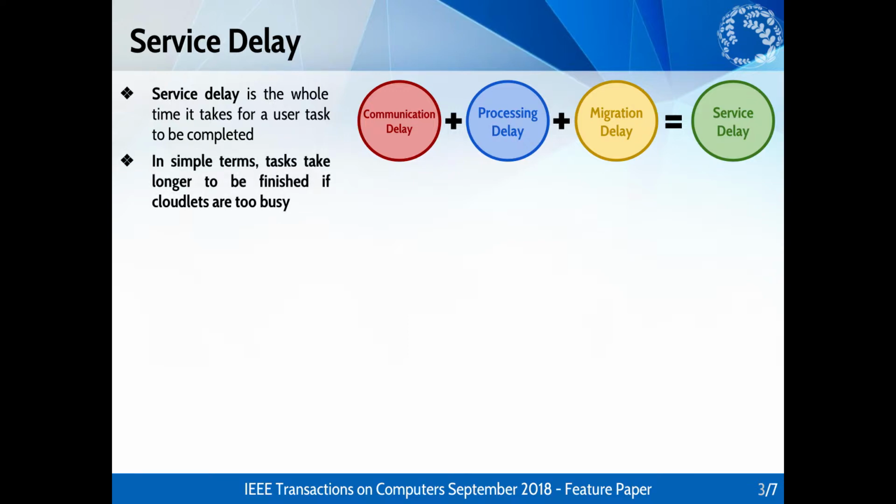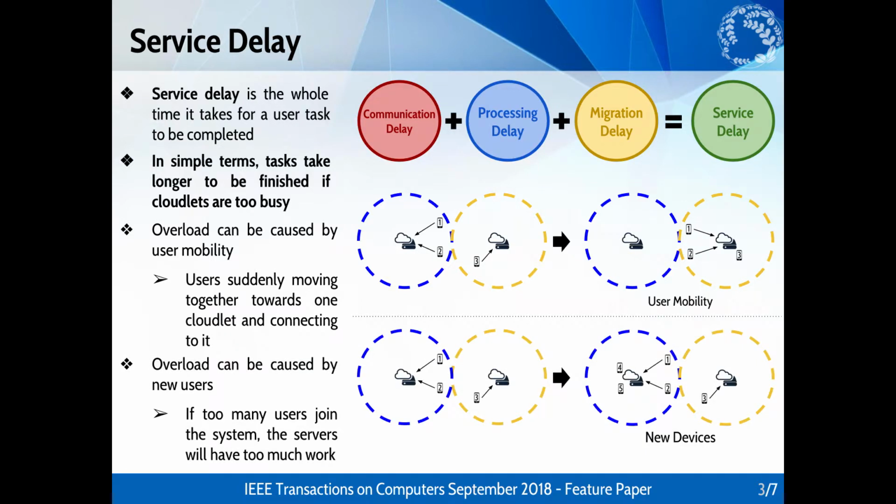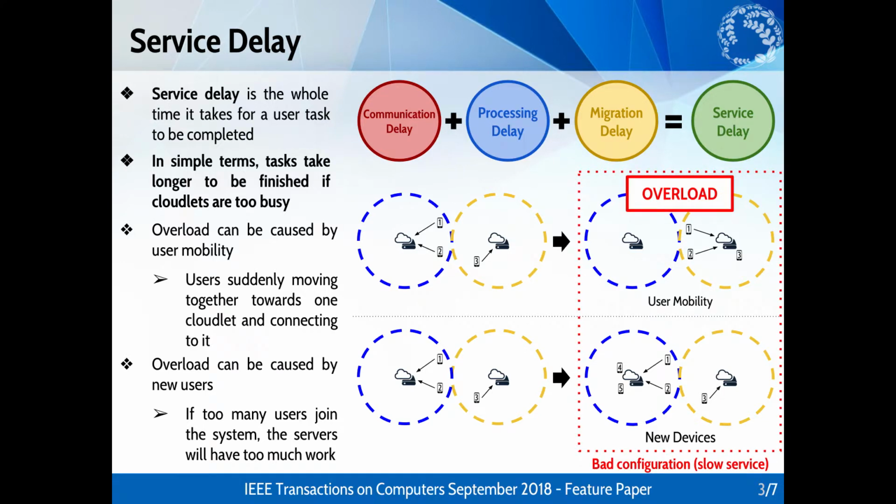In simple terms, we can say that tasks take longer to be finished if cloudlets are too busy. However, overload of cloudlets can be caused by user mobility. If users suddenly start moving together towards one single cloudlet and connect to it, that cloudlet is going to get overloaded and is going to take longer to finish its own tasks. Overload can also be caused by new users. If too many users join the system, the servers will not be able to handle that much work and will be overloaded. Obviously, these overloaded scenarios are a bad configuration where we have slow service and low quality of experience.